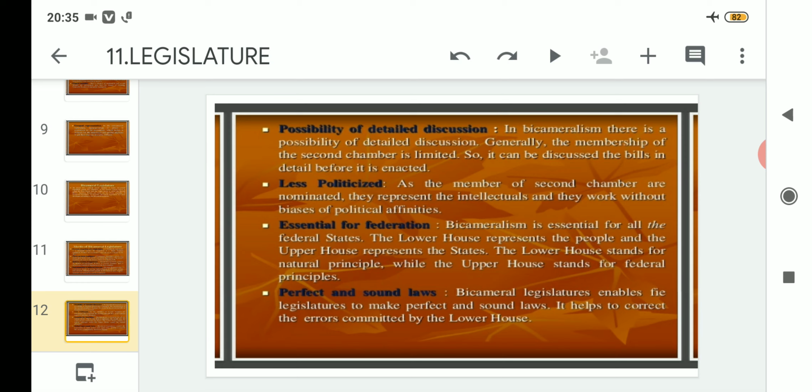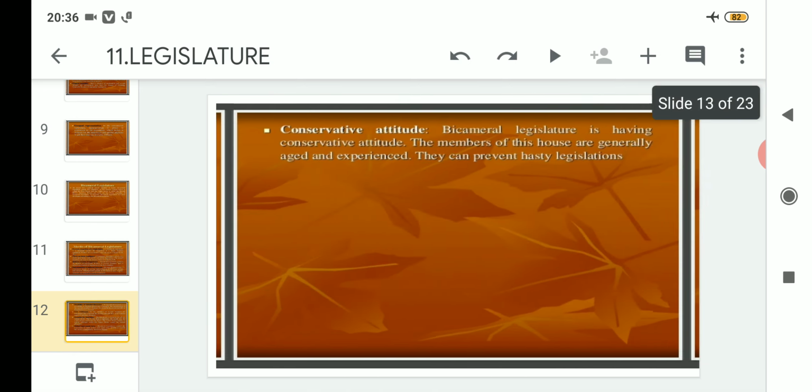So in that case, what will happen? It will help the upper house to rectify the mistakes that have been committed by the lower house. So in this way, as a result, it can give the country a better and perfect law that will be made keeping in mind the people of that particular country, and the development and welfare of the citizens of that country.